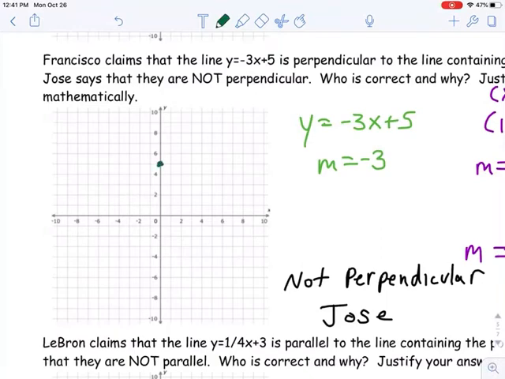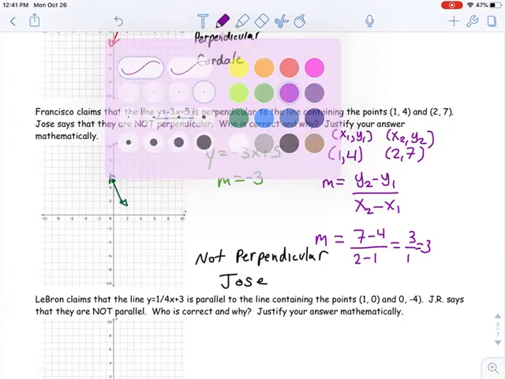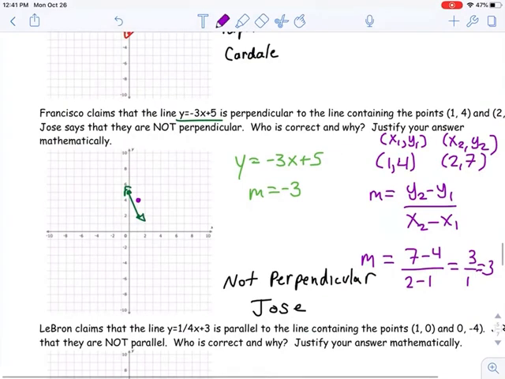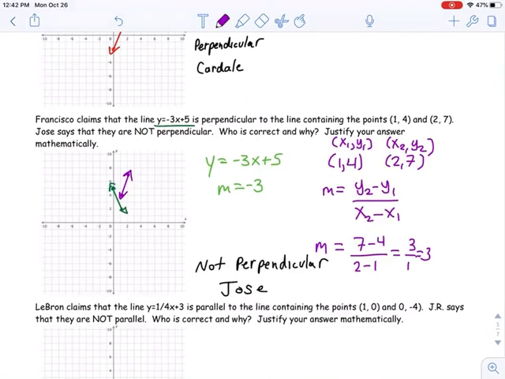So I'm just plotting the graph right now. This is that line right there. Again, I kind of missed, embarrassingly. And then these points over here, (1, 4) and (2, 7). And this just kind of emphasizes how they're neither. They would intersect, but they'd be oblique, not perpendicular.